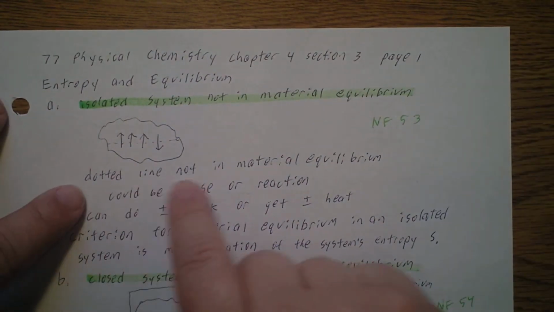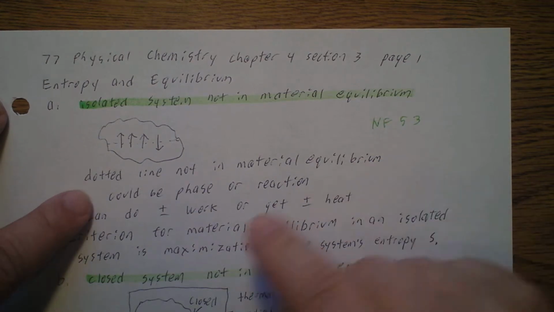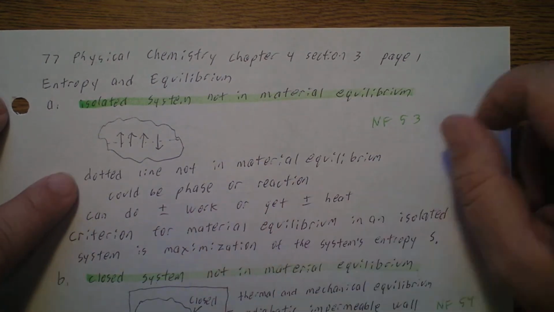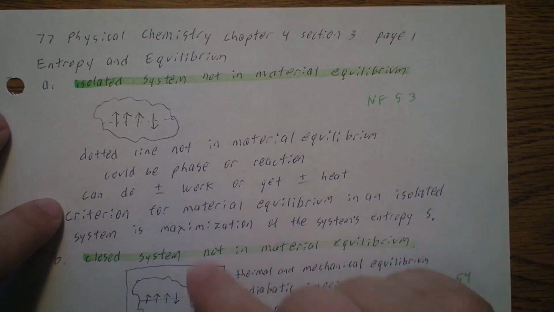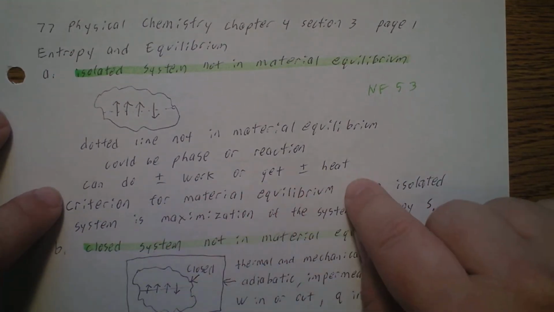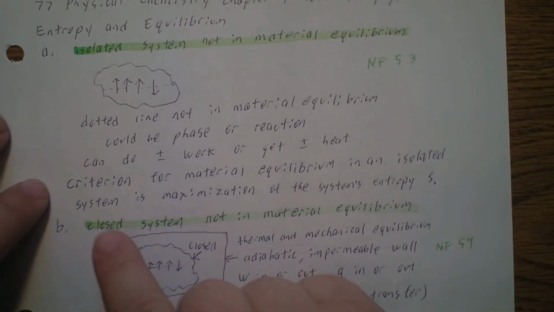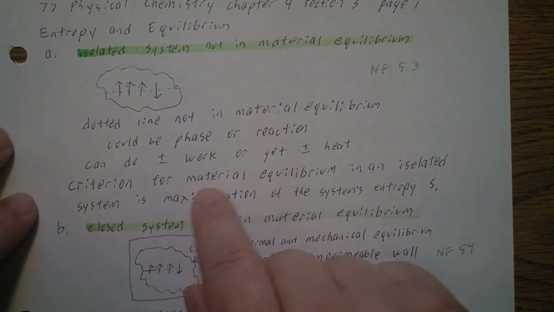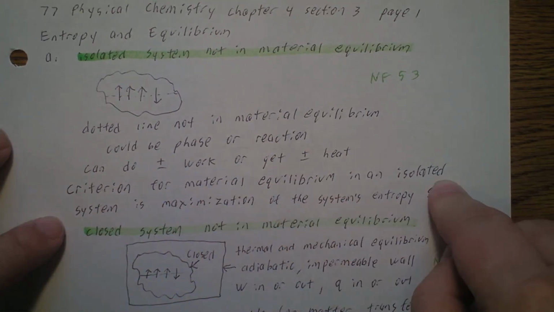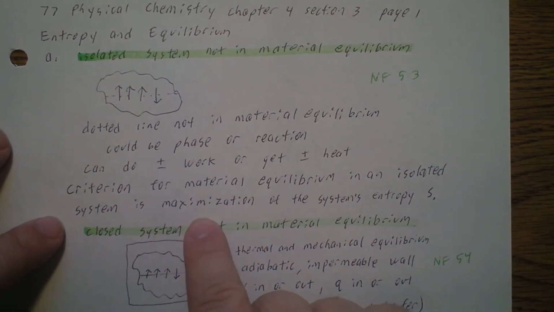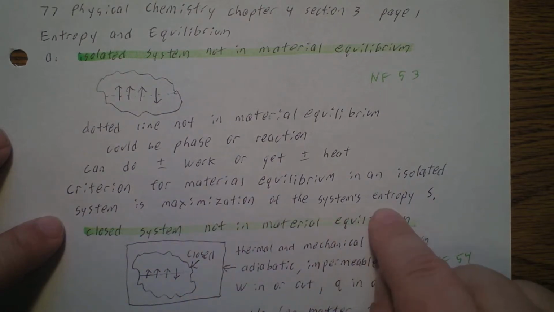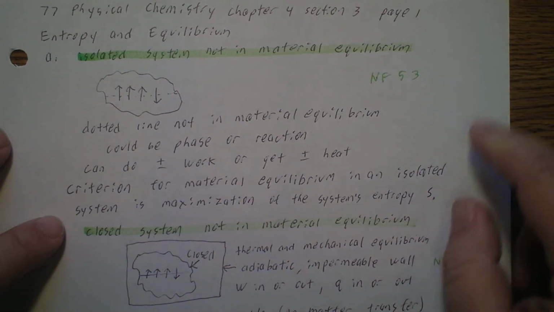So the dotted line shows that it's not in material equilibrium. It could be phase equilibrium or reaction equilibrium. It doesn't matter. And it can do positive or negative work. It can do positive or negative heat. So the criterion for material equilibrium in an isolated system is the maximization of the system's entropy S.